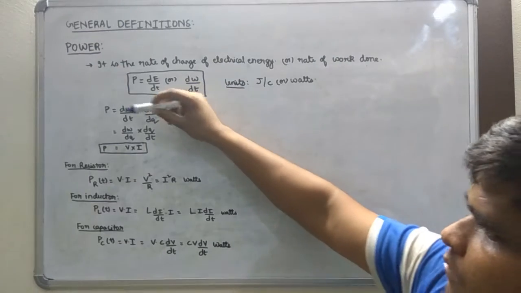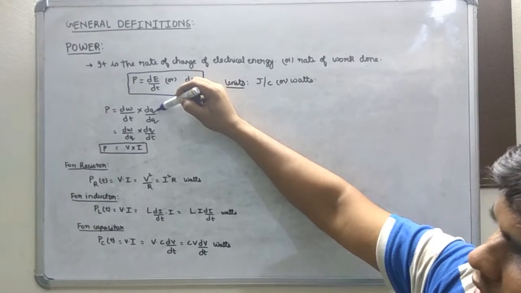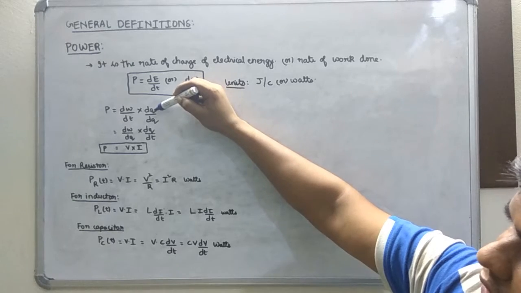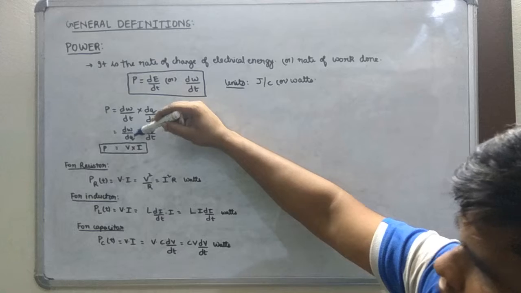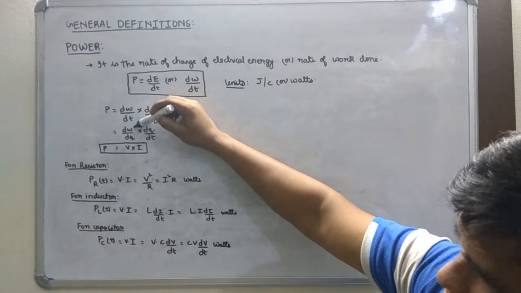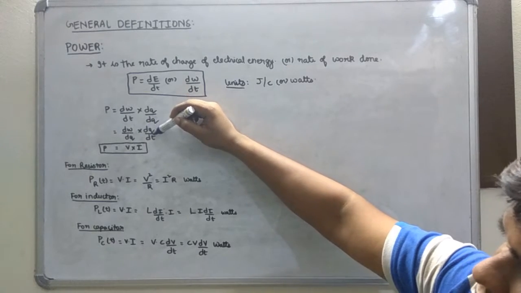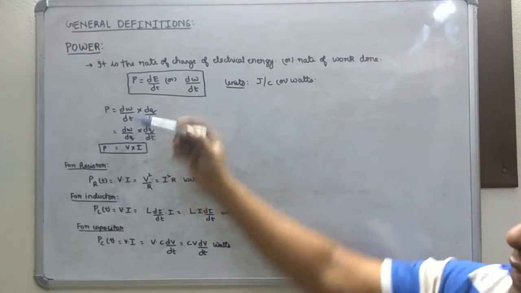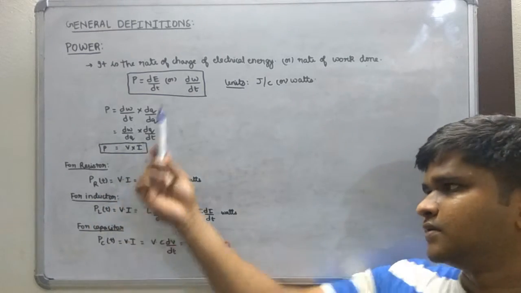As we already know that P can be written as dW by dt, we should multiply and divide it by dQ. If you multiply and divide it by dQ and rewrite the equation, we will get dW by dQ into dQ by dt. Now this part dW by dQ can be written as voltage V, and this part dQ by dt can be written as current I. Now the power P can be expressed as the product of voltage into current.